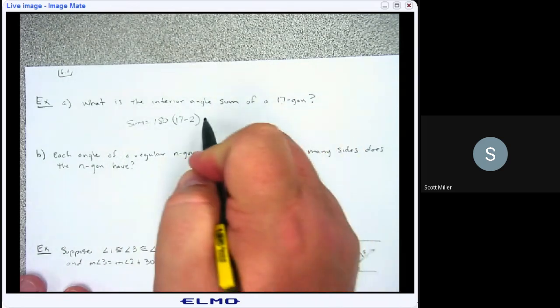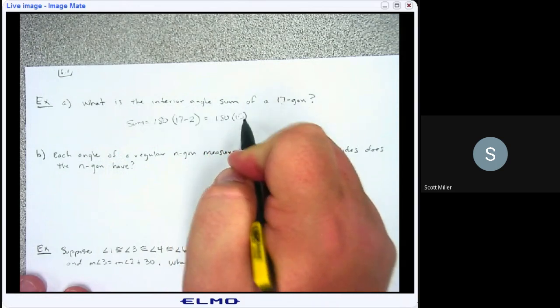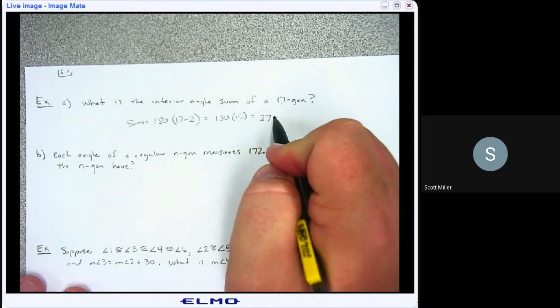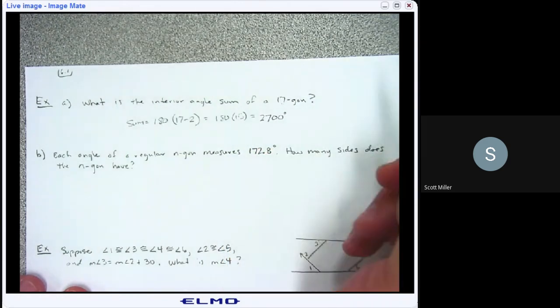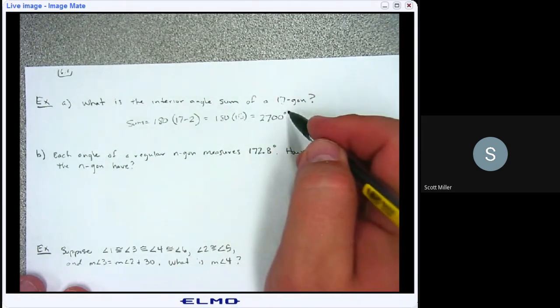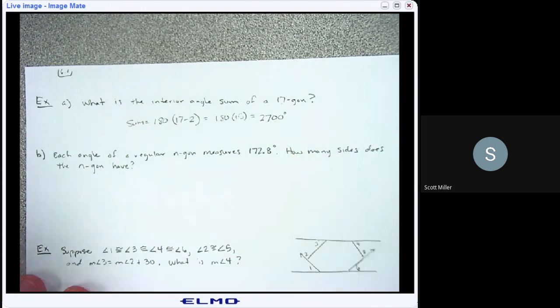Okay, we multiply this out, so this is going to be 180 times 15. And if you do this on a calculator, you're going to get the sum of all the angles to be 2,700 degrees. So if I add up all the angles of the 17-gon, that's what the sum is going to be. Okay, the next question I can ask will be similar to the regular one.